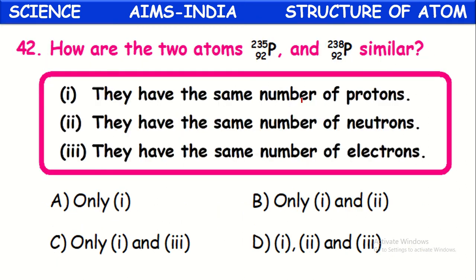Okay. Next. How are the two atoms, U 235 and U 238, similar? In which property are they similar? They have the same number of protons. It is correct. They have the same number of neutrons. It is wrong, because of the difference in the number of neutrons only they have different mass numbers. Next. They have the same number of electrons. Of course, it is also correct. Only 1 and 3 are correct. Where is it? Here.